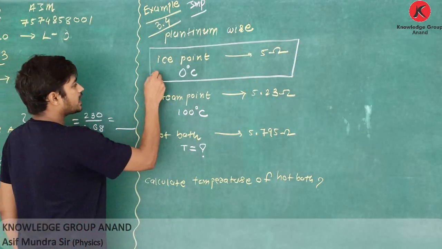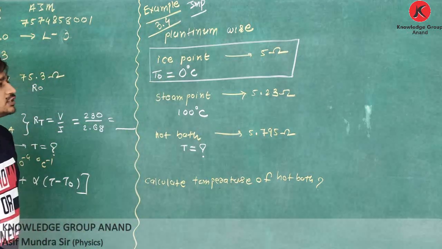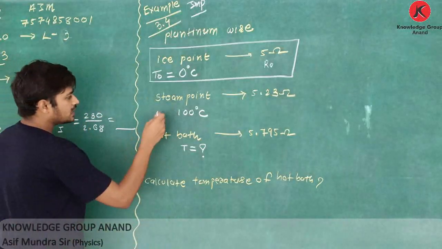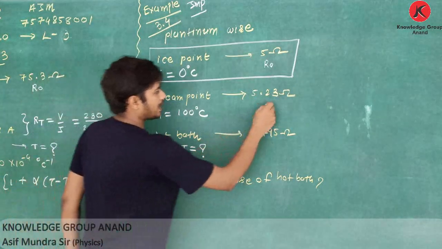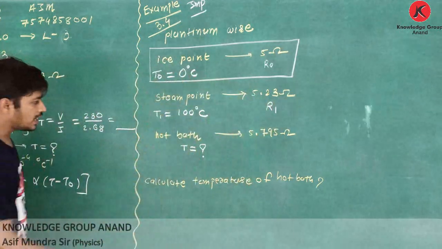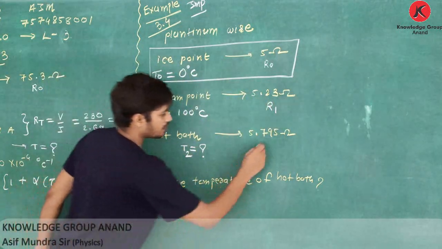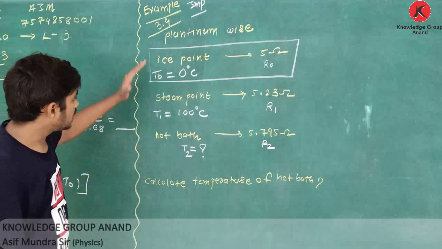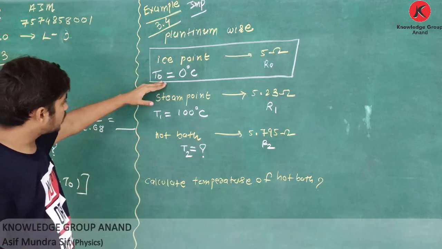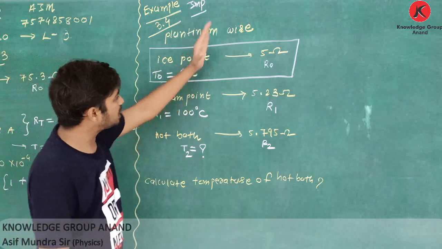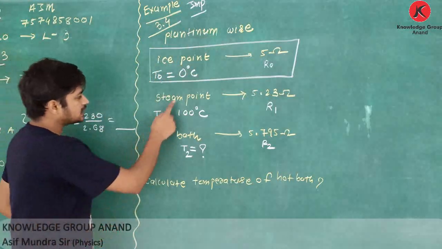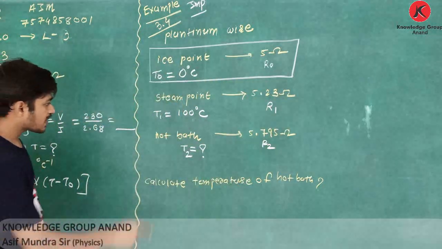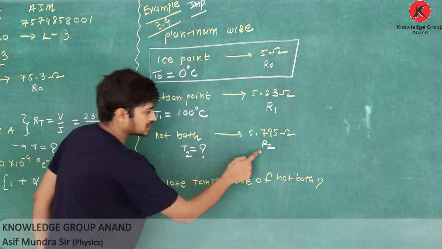Okay, so I can write T0 is equal to 0 degrees Celsius. Then it is R0, 5 ohm. I am taking this steam point at temperature T1. Then it is the value of R1. Clear about this? If the hot bath temperature is T2, then the resistance when the temperature is T2 is R2. So clear how to write data? Take ice point as reference temperature, so T0 is equal to 0 degrees Celsius. At this temperature, resistance is R0, 5 ohm. At steam point, that is T1 equal to 100 degrees Celsius, resistance R1 is 5.23 ohm. Hot bath, temperature T2, resistance is R2.